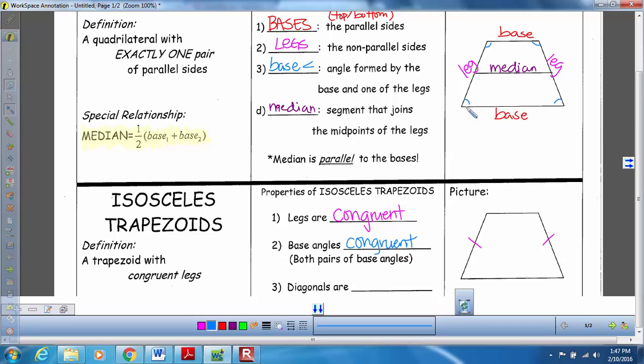Up here we saw that these two were base angles. So this angle and this angle would be congruent. Also this angle would be congruent to this angle. So the two beside each other are always going to be the ones that are congruent. And then lastly, if we were to draw diagonals, then our diagonals would be congruent. So this diagonal, this whole thing, would be equal to this one.